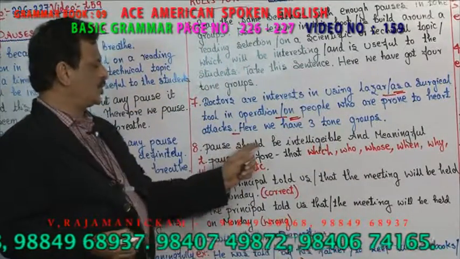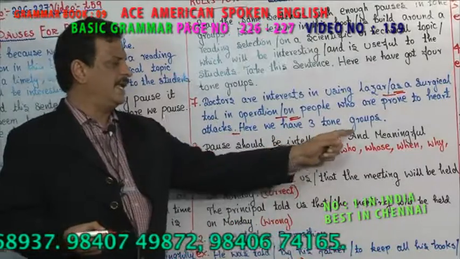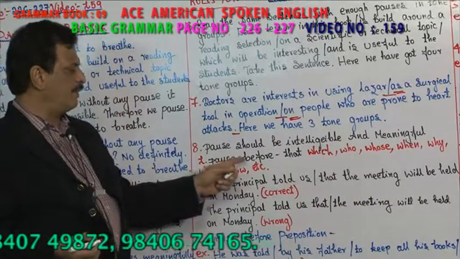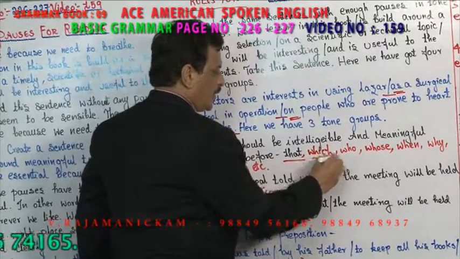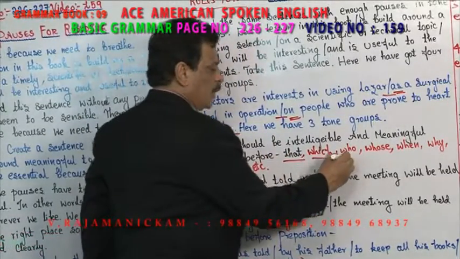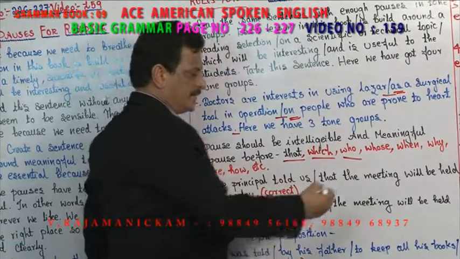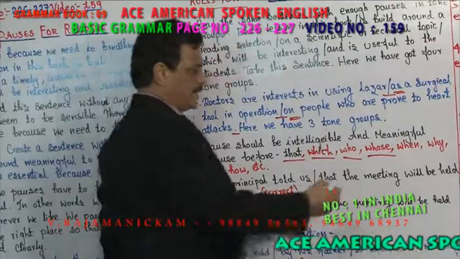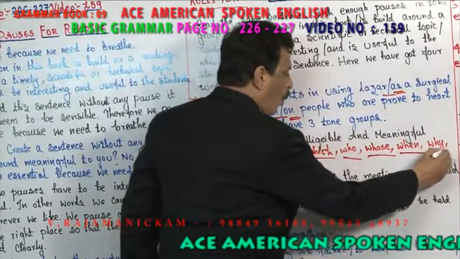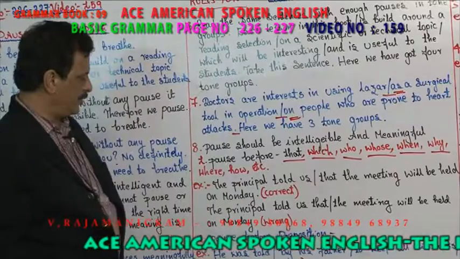See here, pauses should be intelligible and meaningful. Pause before that as a relative pronoun, you have to pause. Which as a relative pronoun, you pause. Who as a relative pronoun, you are pausing. Whose as a relative pronoun, you are pausing. When as a relative pronoun, you are pausing. Why as a relative pronoun, you are pausing.